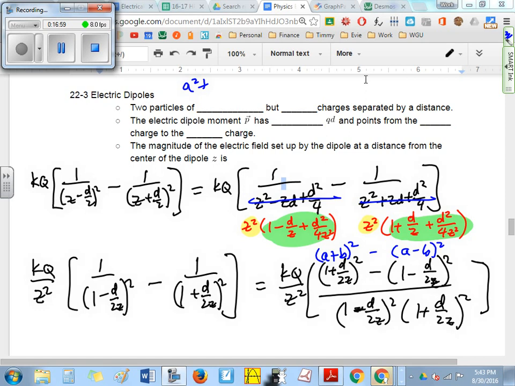It'd be A squared plus 2AB plus B squared, minus A squared minus 2AB plus B squared. So what happens is the A squareds and the B squareds cancel, but you end up with a 4AB. So that numerator is literally 4AB, which is 4 times 1 times D over 2Z, which is really 2D over Z. So that whole numerator is just 2D over Z.